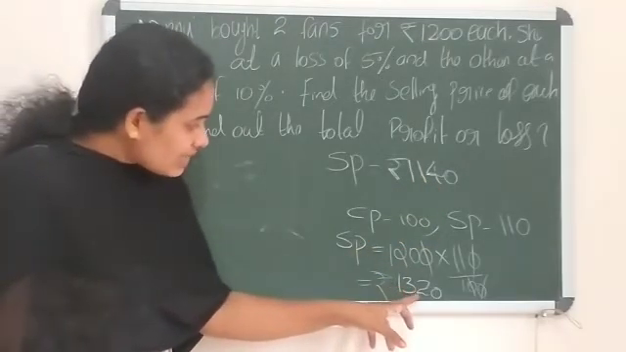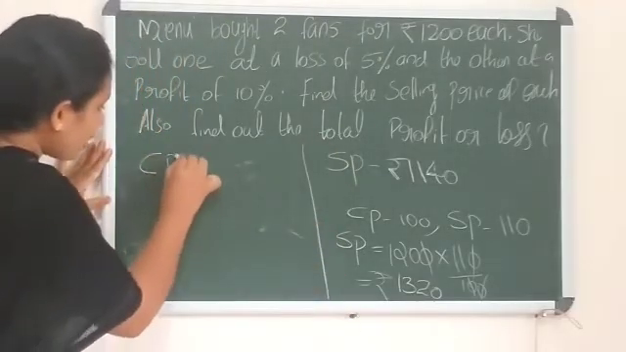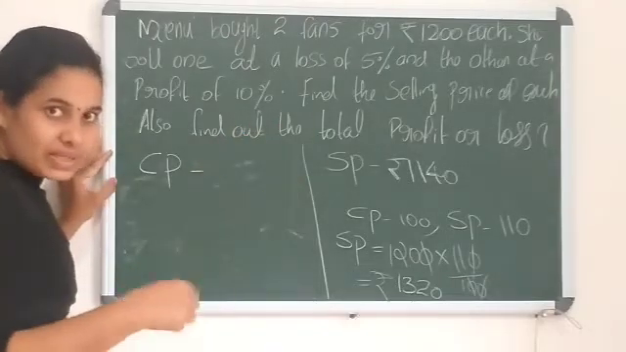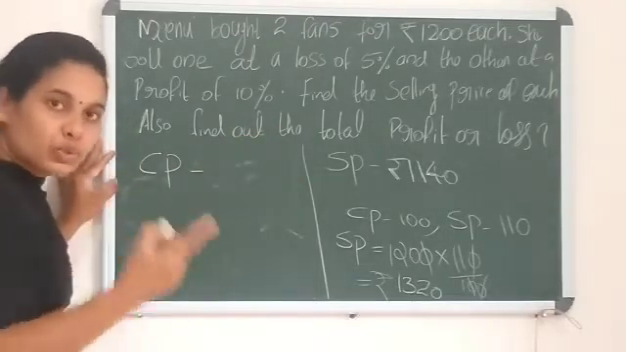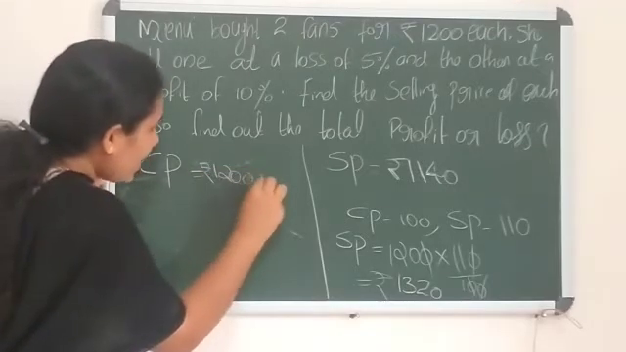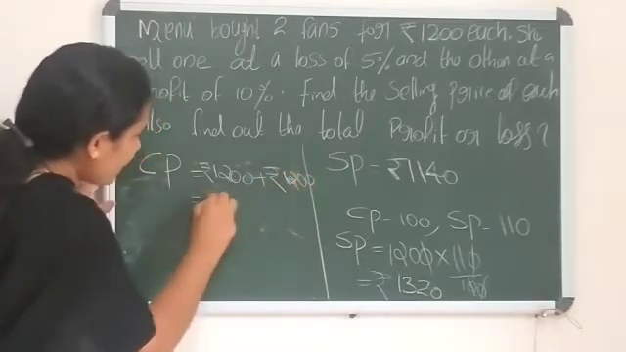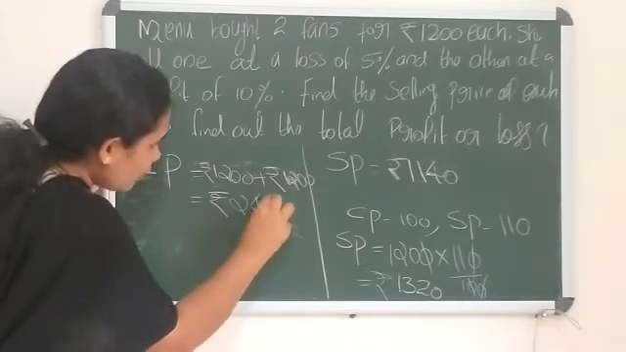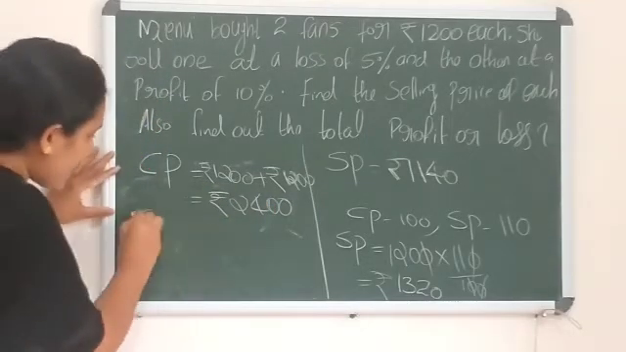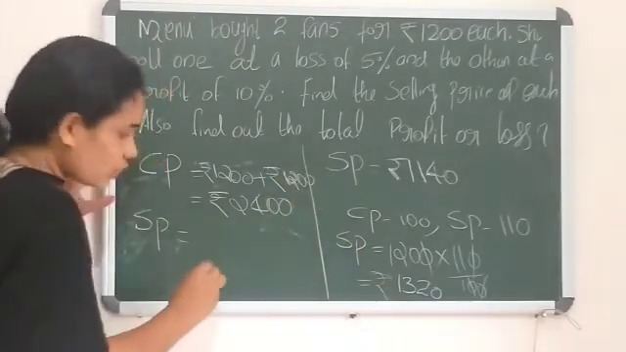Okay, now we have the total cost price for the two fans, no? That is 1200 each, it is given. So what is the cost price for the two fans together? 1200 plus 1200, that is rupees 2400. That is the cost price for the two fans together. Now what is the selling price for the two fans together? You want to add these two selling prices, no?